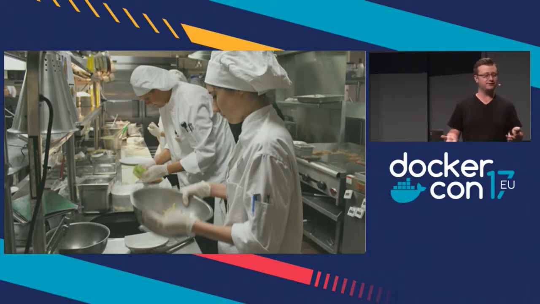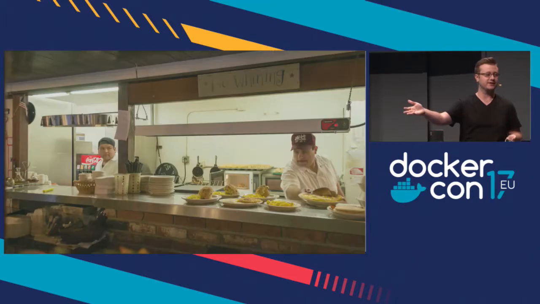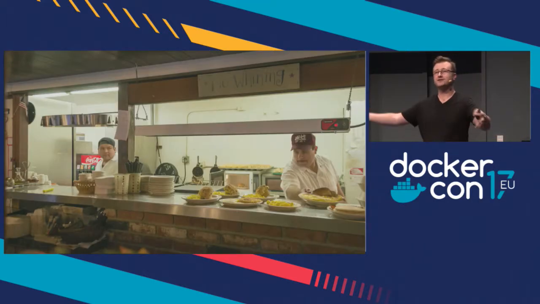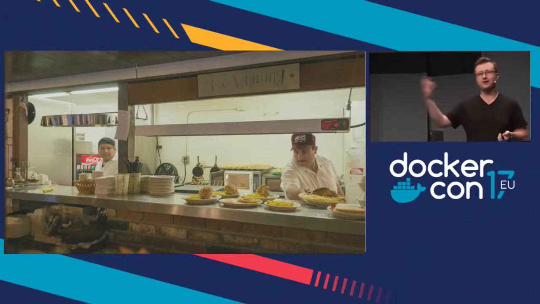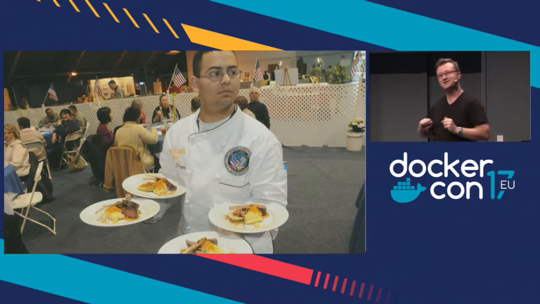Having created their plates of food, they put them into the distribution center. And in a restaurant, this is the pass. The plates of food sit there until eventually the final piece of our supply chain, a server, pulls them from the pass and deploys them to the users.